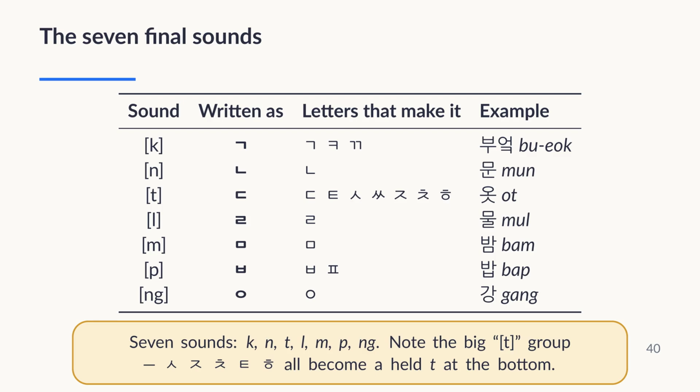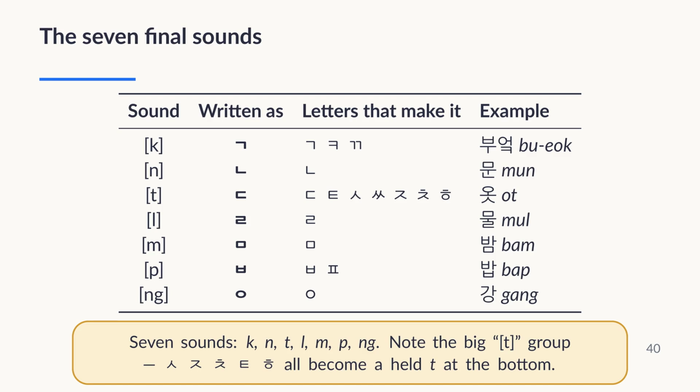The T sound is the big surprise. No fewer than 7 letters, D, T, S, double S, J, CH, and H, all become a held T sound at the bottom of a block. So the word ot, meaning clothes, is spelled with a final S, but it is pronounced ot with a held T, not os. This trips up every beginner, so remember. At the bottom, S, J, CH, T, and H all sound like T.